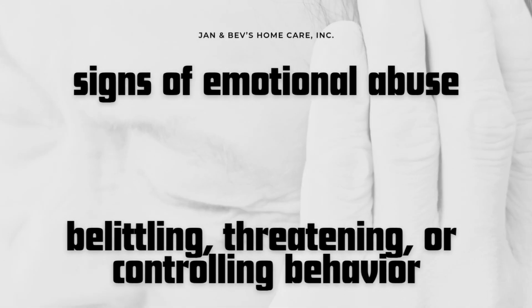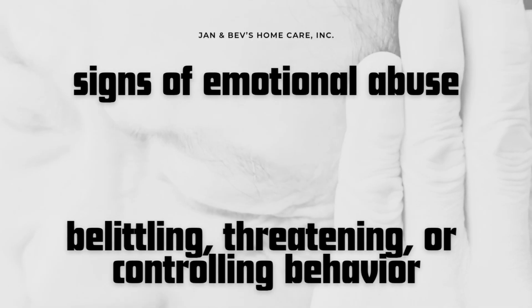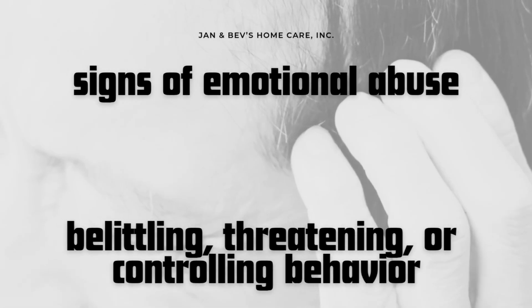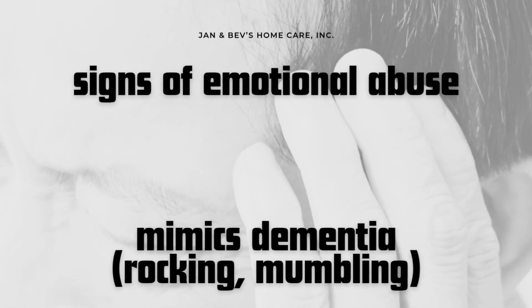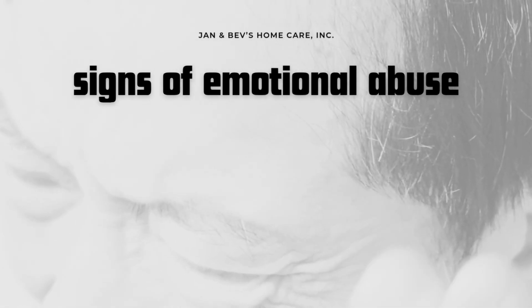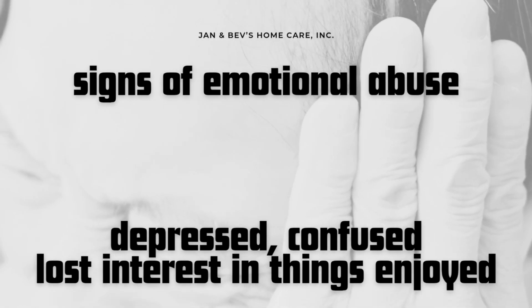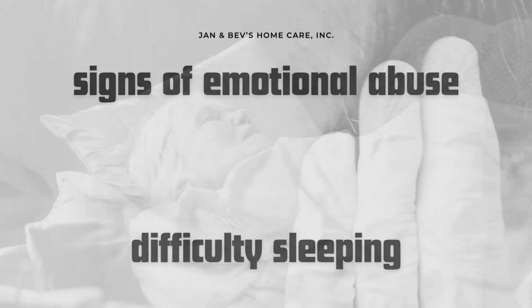Belittling, threatening, or controlling behavior by the caregiver in your presence is a sign of emotional abuse. Other signs of emotional abuse include behavior from the client that mimics dementia, for example, rocking or mumbling. Client becomes withdrawn or frightened. Client is depressed, confused or has lost interest in things previously enjoyed. And client has difficulty sleeping.